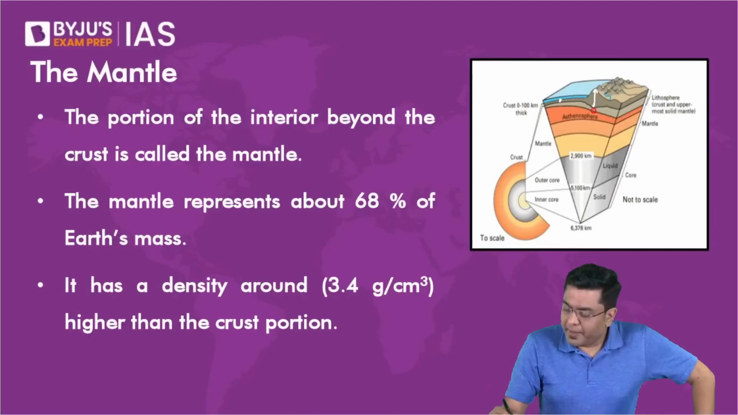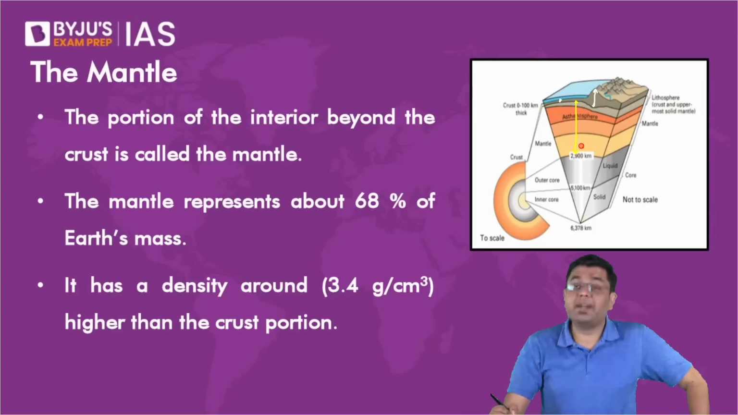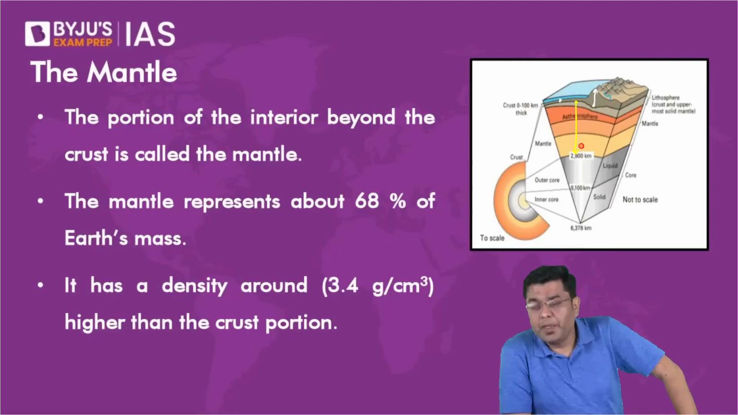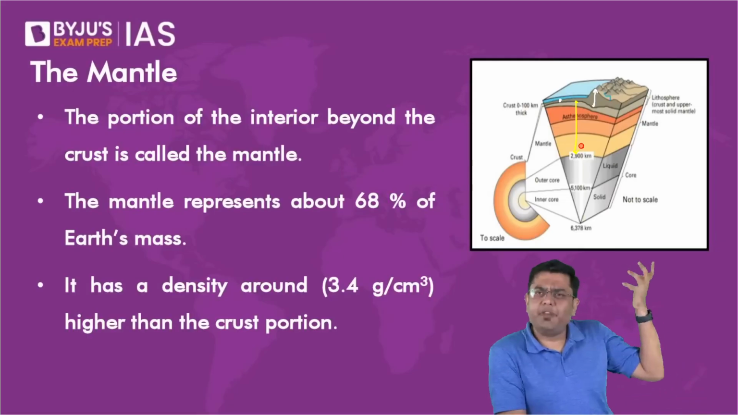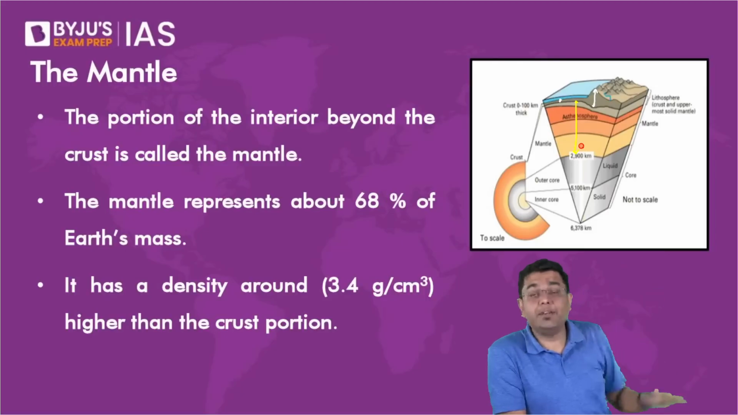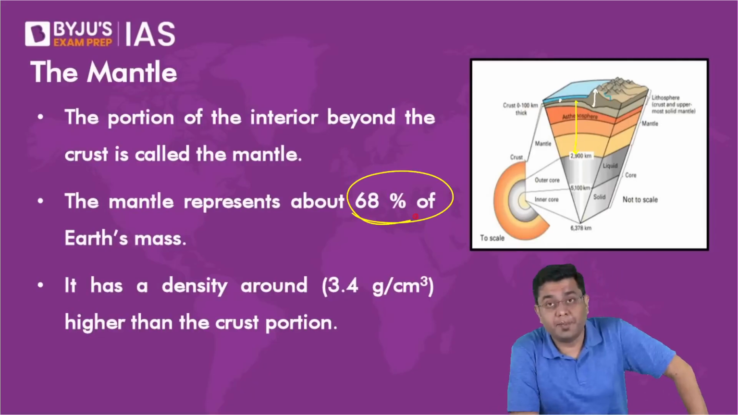Because if you observe here, mantle extends immediately below the crust and continues up till the outer core, which is at a depth of close to around 3,000 kilometers, not 3,000 meters, 3,000 kilometers from the surface. So think about it. It starts roughly around 50 to 60 kilometers below the surface. That is the mantle, and extends almost up till 3,000 kilometers. So it is very bulky, and it represents close to around 68% of the Earth's mass.